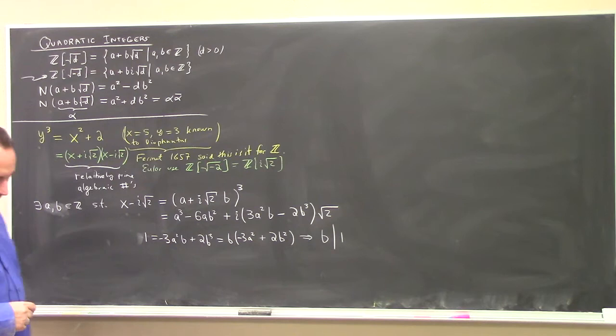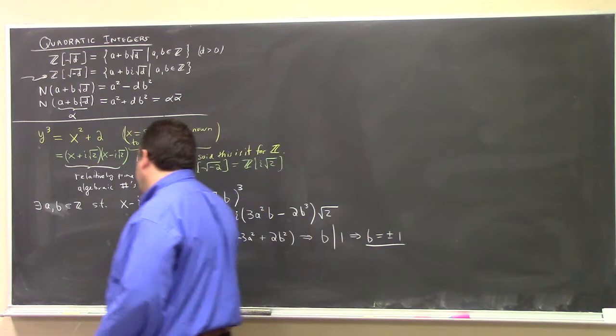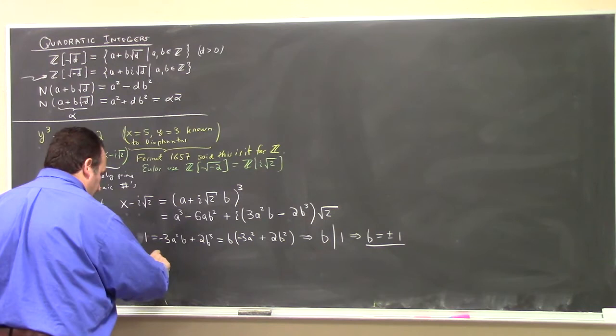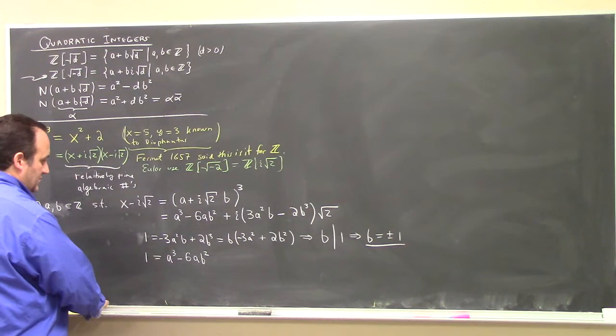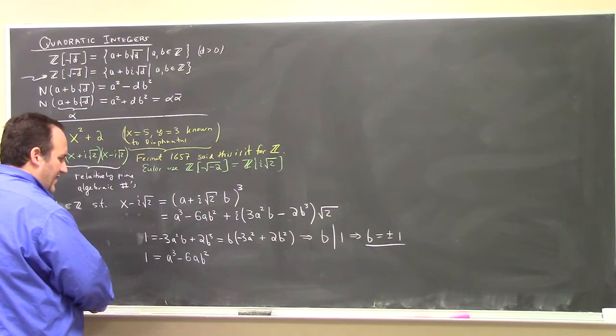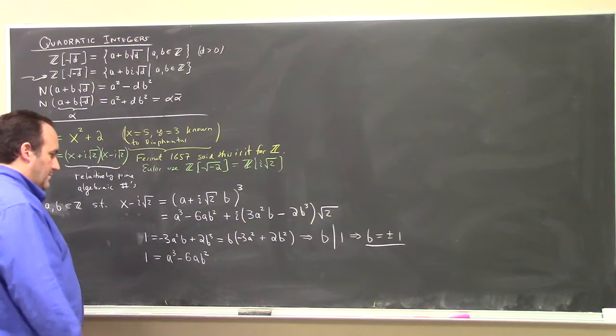So that means b is what? Either 1 or minus 1, right? So it could be plus or minus 1. But what else do we have? We have that 1 is equal to a cubed minus 6ab squared, right? Wait a minute, I don't know that. My bad. That's just x, right? I can't say that that's 1. My bad.